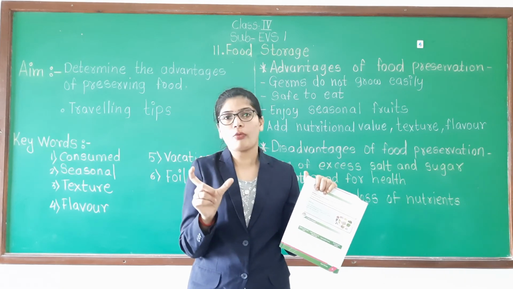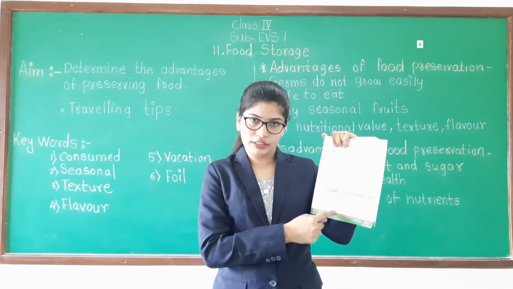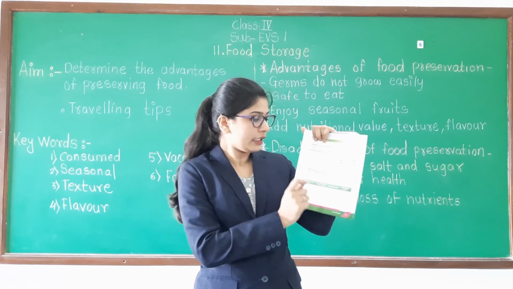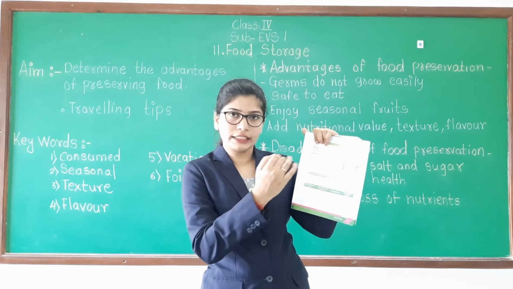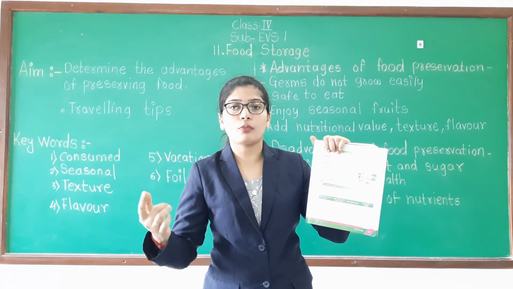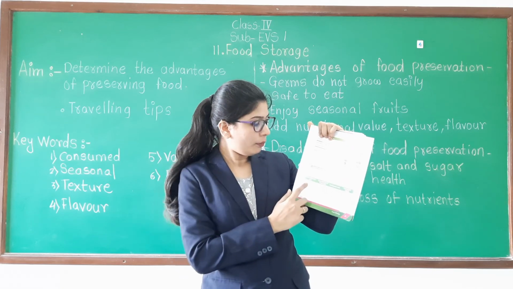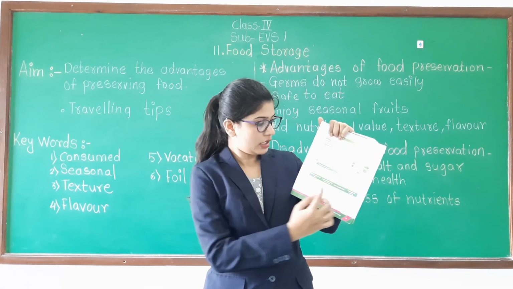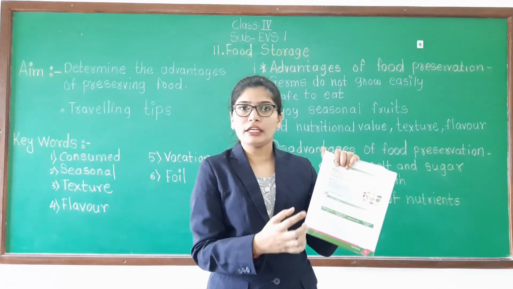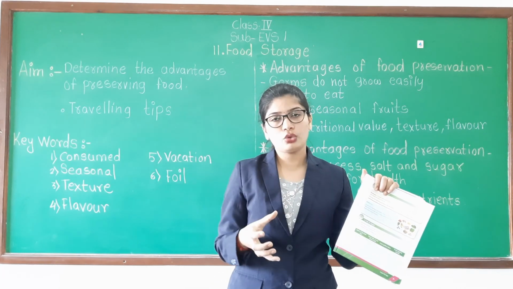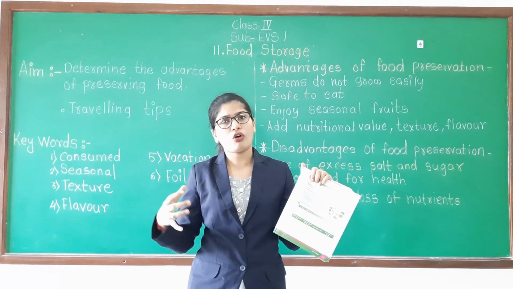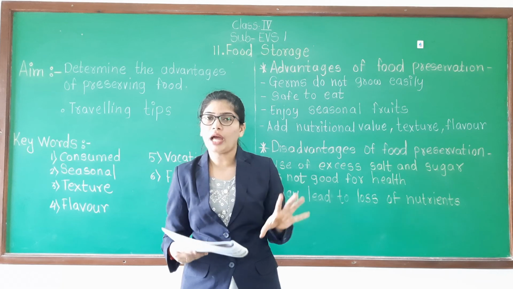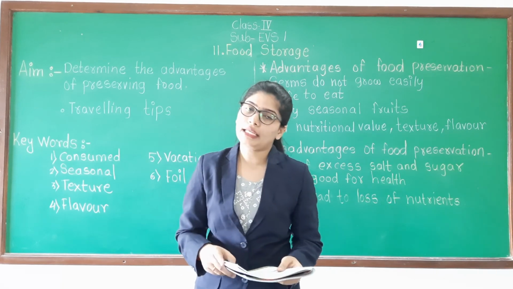The wrapper of Bourbon biscuit, so you have to write that here. Then you have to think and tick whether the food spoils in days or in months. Now milk spoils in days, in four to five days the milk will spoil, so tick that. Kurkure will not spoil in days, but in months, so tick here. As per your food items, you have to complete this table.